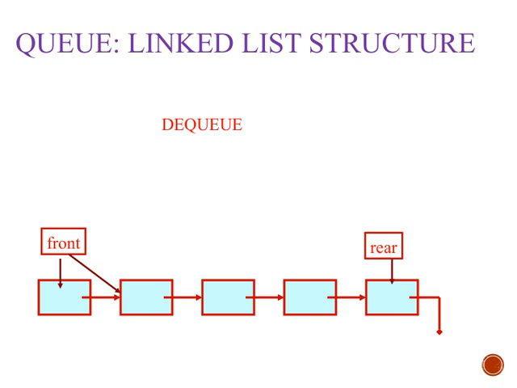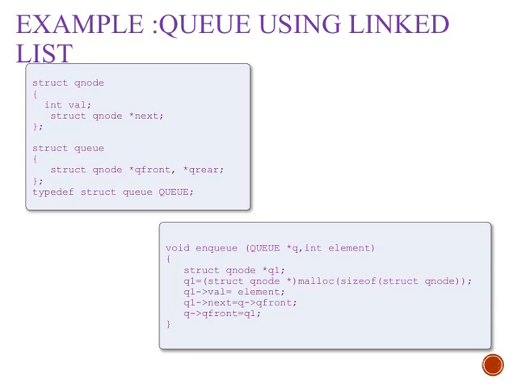And recognizing the roles of front and rear ensures we can visualize how elements move through the queue during enqueue and dequeue operations. Let's take a closer look at how we can implement a queue using a linked list. Here, we define a node structure, queueNode, which contains an integer value and a pointer to the next node. This setup allows us to create a chain of nodes, which is the foundation of our linked list.